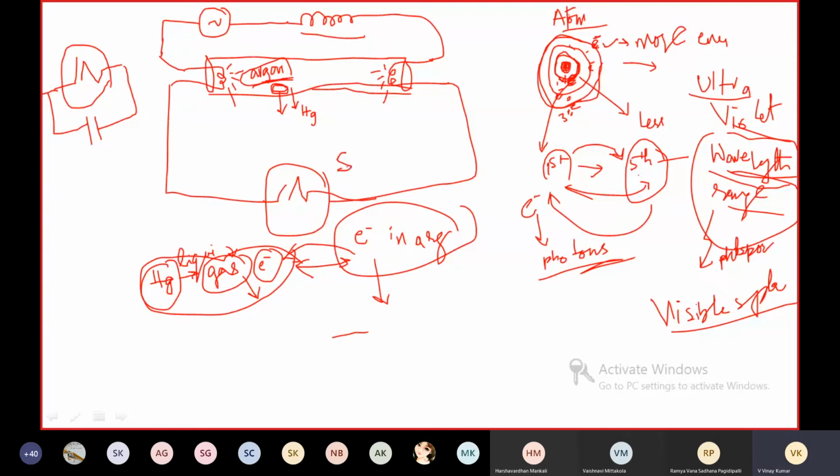Now coming to the role of the starter. This is the starter. After all, this is gas inside the tube, so there is no conducting medium between these two electrodes. The medium present between these two electrodes is argon gas. So coming to the role of the starter.